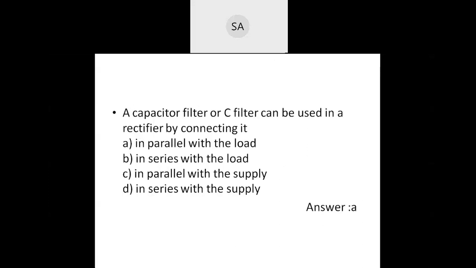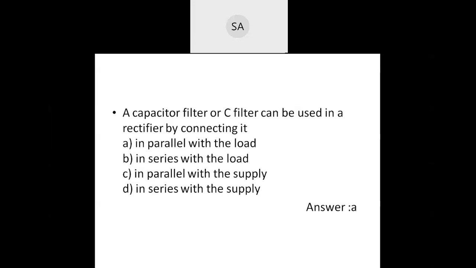A capacitor filter or C filter can be used in a rectifier by connecting it: in parallel with the load, in series with the load, in parallel with the supply, or in series with the supply. Always we connect filters only across the load. We will not connect them across the supply. So options C and D will not be the answer.